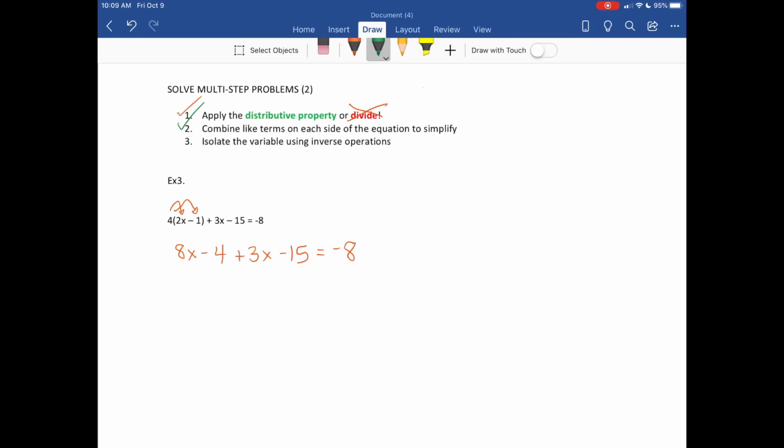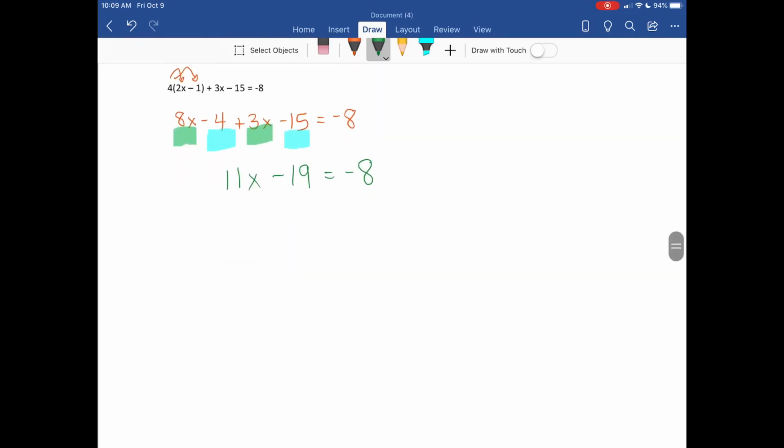So I've got an 8x and a 3x. Those are my like terms. And then I have minus 4 and minus 15. Those are like terms too. So let's work with the green first. I've got 8x, and I'm adding 3x to it. That's a total of 11 x's. And so now I'm moving on to the constants. I've got a minus 4, minus 15. That combines to negative 19. So I have 11x minus 19 equals negative 8.